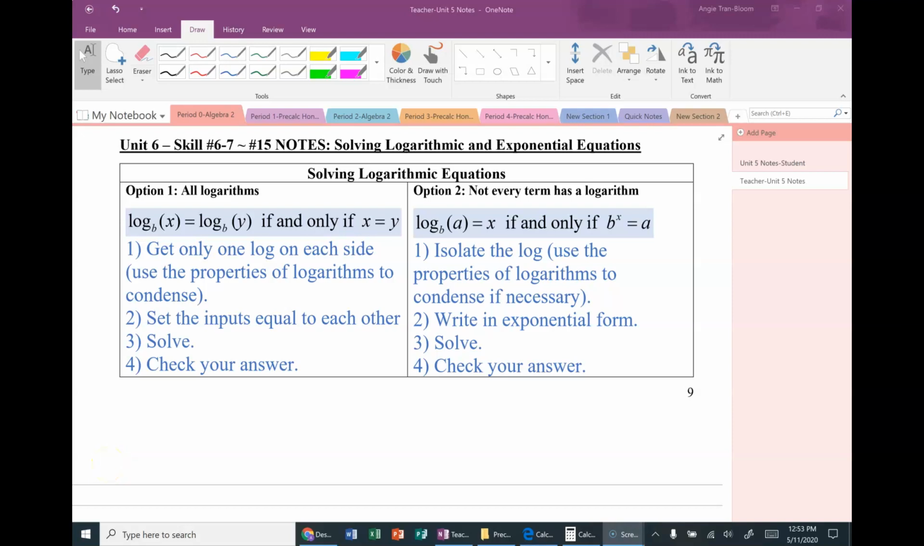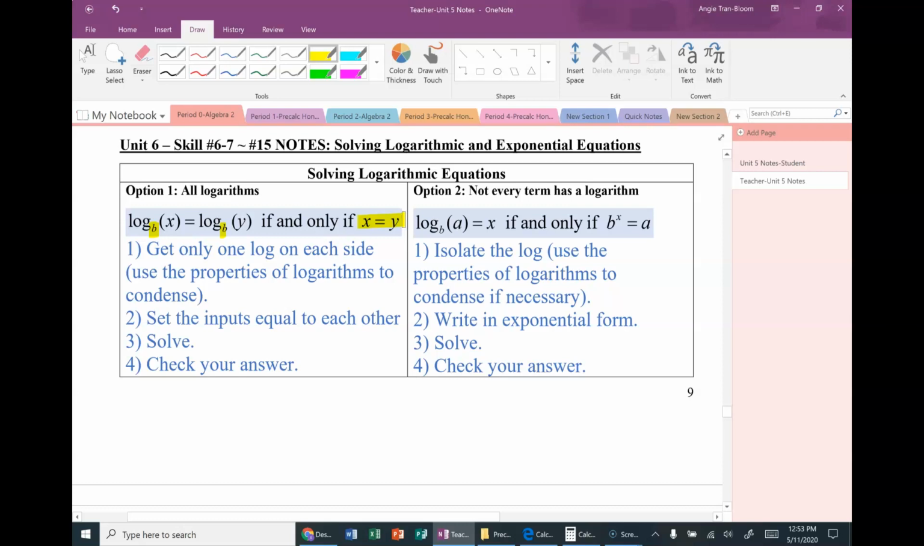Hey guys, so we are moving on to our next skill, solving logarithmic and exponential equations. We've got two options when solving log functions. Option number one: if you have log base b of x equals log base b of y, that means both have the same base and they both have a log, so you can just drop the logs and take x equals y.